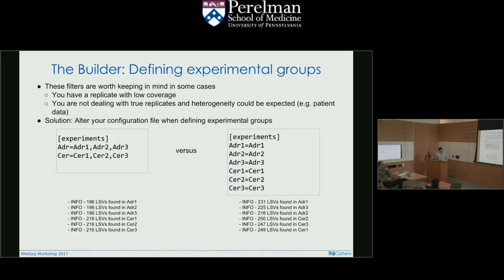So similar to that, we have a parameter called min experiments, where you can just tell MAJIQ that you don't need 2 out of 3 to find an LSV reliable. We could change that to 1. So depending on what your samples are like, you can play with these thresholds or the configuration file to maximize your detection, or on the other hand, be more conservative if you want. Yes, you can do either. The behavior is very, very similar.